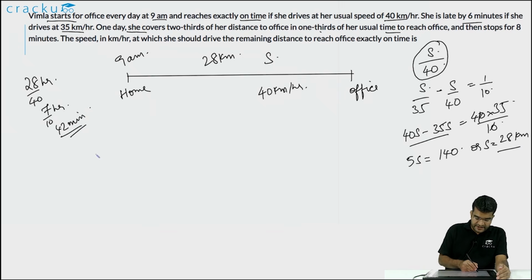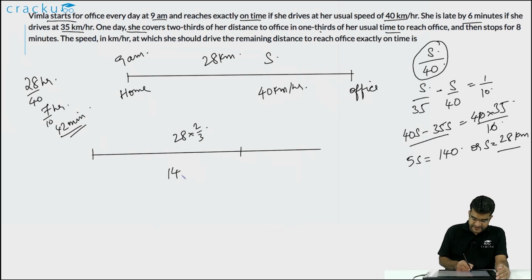But this one particular day, she again starts from her home and she covers 2/3 of the distance, that is 28 into 2 by 3 in 1/3 of the time, that is 42 divided by 3 is 14 minutes. Then she stops for 8 minutes. So over here she stops for 8 minutes.